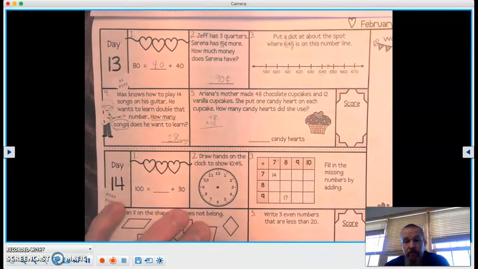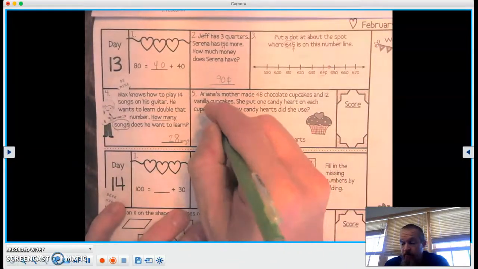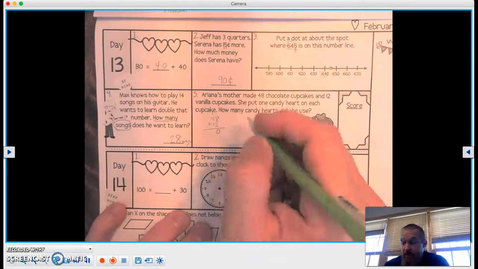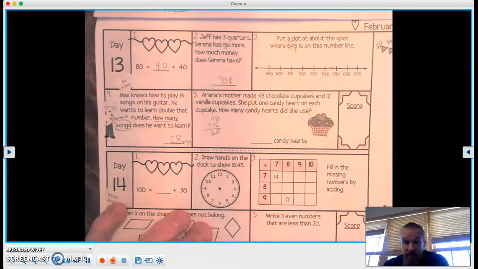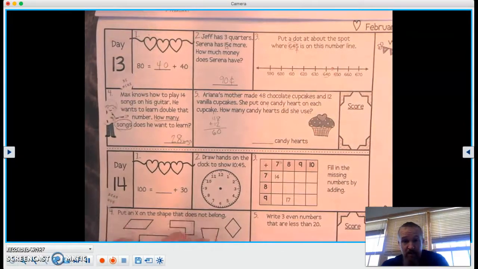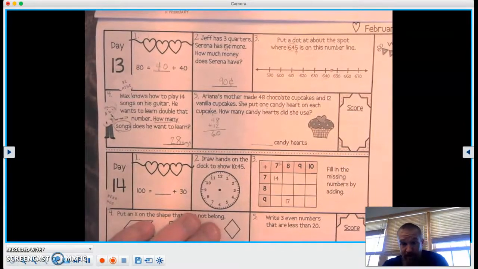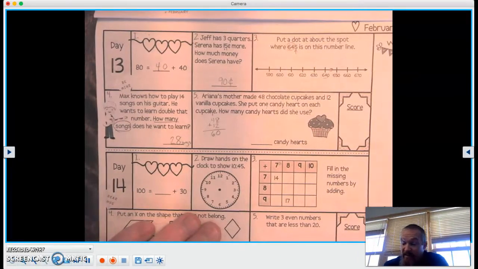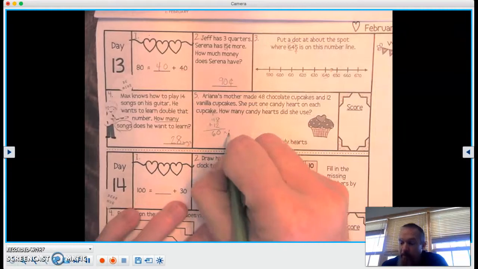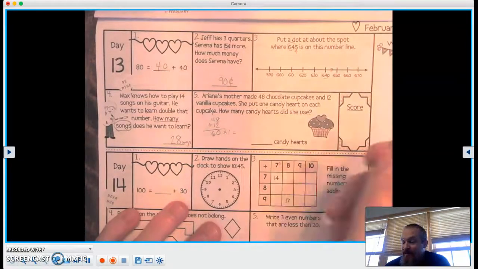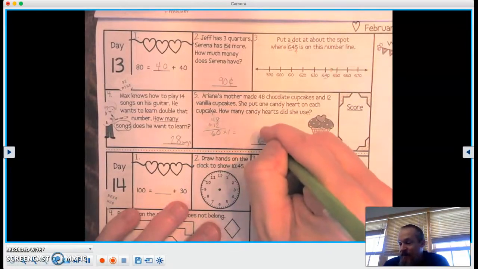So 8 plus 2 equals 10. 4 plus 1 plus 1 is 6. So they're going to have a total of 60 cupcakes. Now, if she puts 1 candy heart on each cupcake, that would be like 60 times 1, right? And that would equal 60 candy hearts.